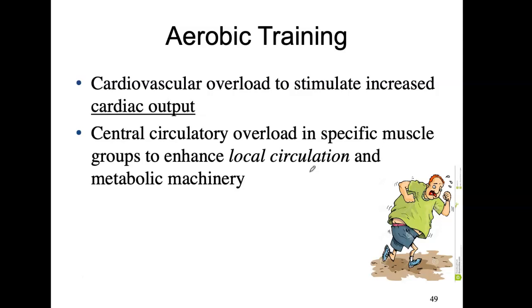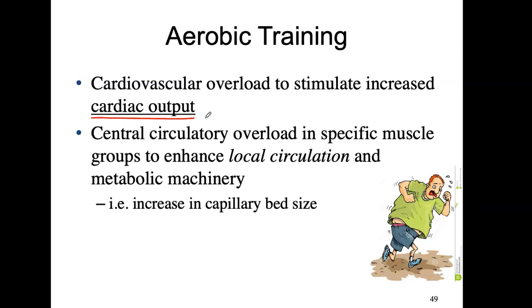Aerobic training, cardiovascular overload, is going to stimulate increased cardiac output. We haven't talked about cardiac output yet because that is what we talk about in the cardiac chapter. What you're doing when you're training is pushing your body beyond what it does with ease. Cardiac output is how much blood your heart pumps out in order to irrigate the muscles that you're exercising with.